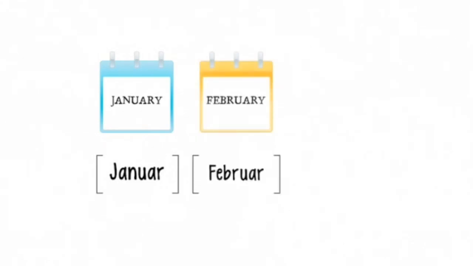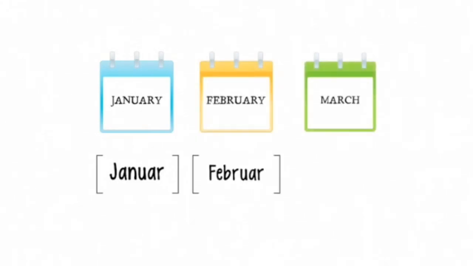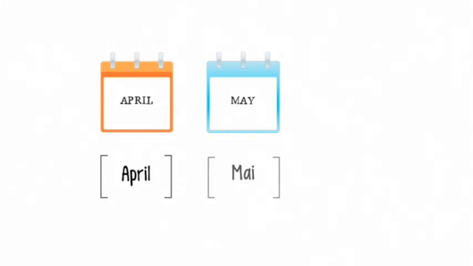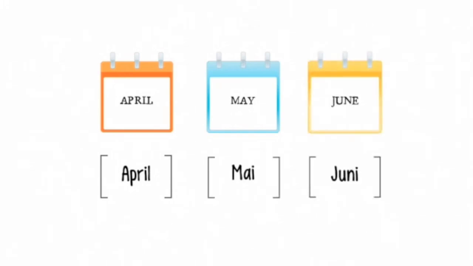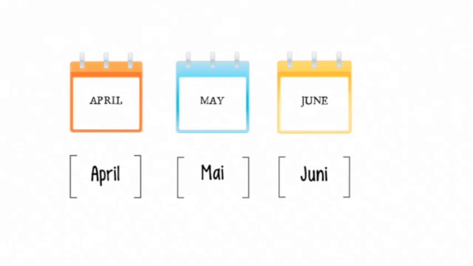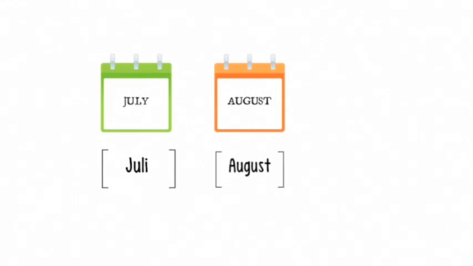Januar, February, Februar. March, März. Januar, Februar, März. April. May, Mai. June, Juni. April, Mai, Juni. July, Juli. August.